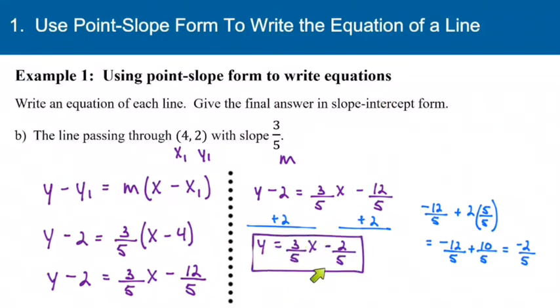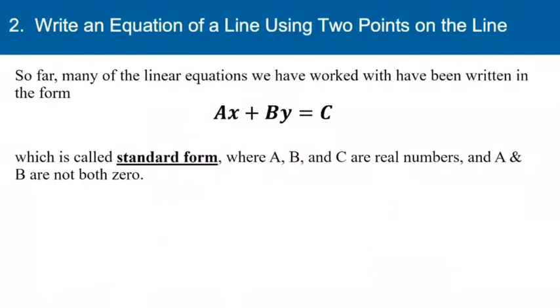And that is the final slope-intercept form of the equation of the line that goes through 4, 2 and has a slope of 3 fifths. Now let's talk about how to write the equation of a line when you're not given a slope and 1 point, but when you're given 2 points on the line. So we'll have to find our own slope.